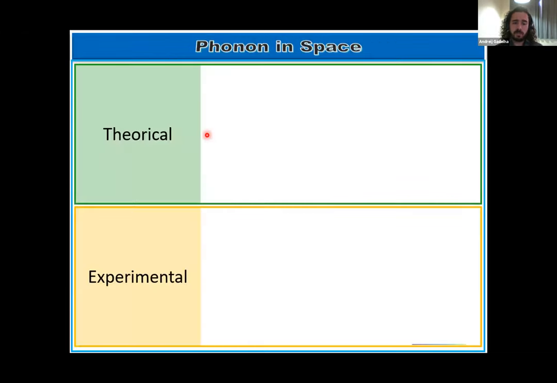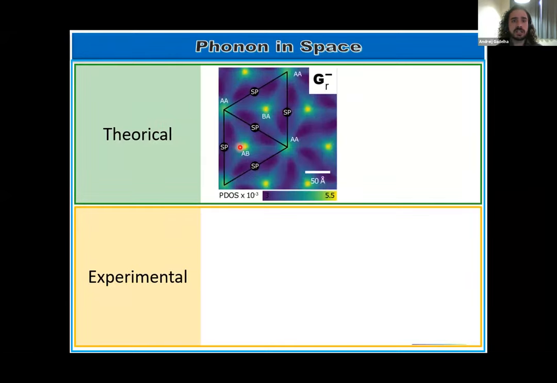First we look at the theory, and we use a state-of-the-art calculation, a nearly free phonon model, where we can plot the partial density of states for the GR minus peak over the space. And we can observe a very strong spatial modulation of this peak. And we observe higher intensities at the AA regions and at the center of the AB zone. So this theory shows that we observe local phonons. And can we observe this experimentally?